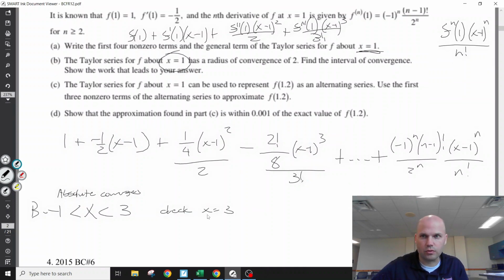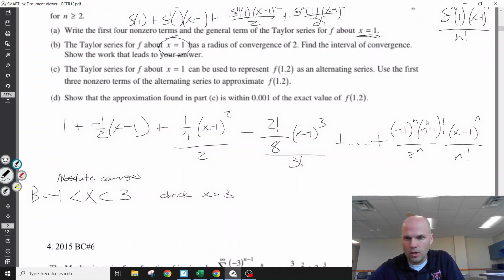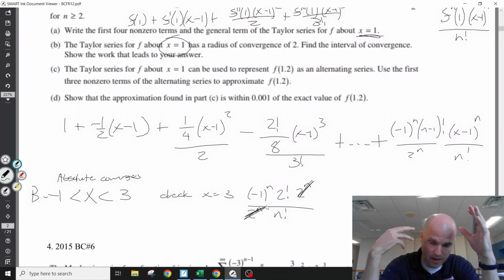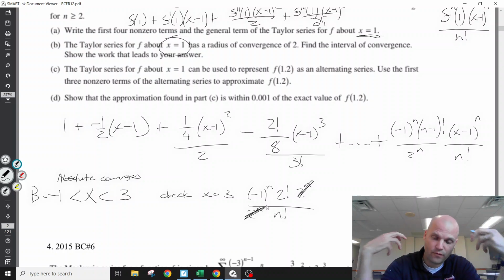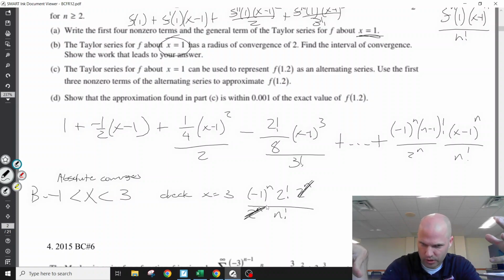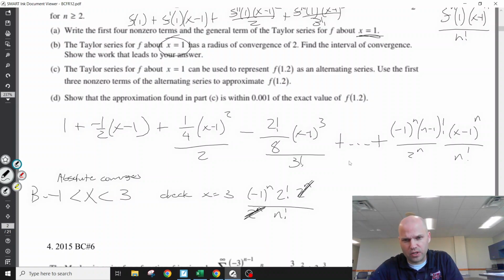Check x equals 3. All right, I'm plugging in 3 here. I get -1 to the n. I got 2 factorial. I got 2 to the n, which is going to cancel with this 2 to the n. And I have n factorial. 2 to the n's cancel. We're alternating. Yo, you see n factorial in the denominator? Factorials are one of the fastest growing functions, so that means my terms are going to quickly go to 0, very quickly. This definitely converges.